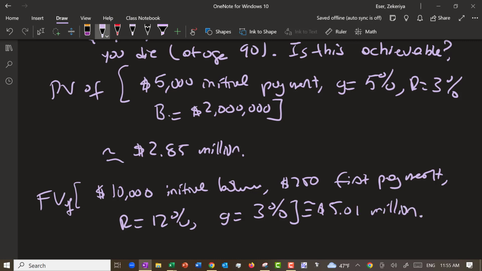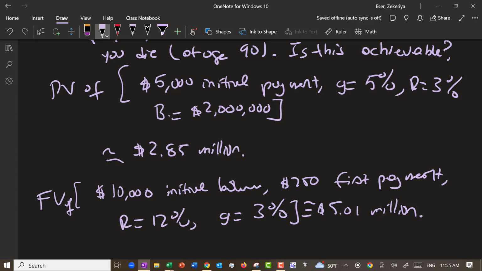So this is achievable. I can actually ask myself a different question. I got to the 5.01 because I said I'm going to invest into small cap stocks. But if that's my retirement goal, 5,000 starting salary, increase at 5% a year, and end up with 2 million, I can achieve that by taking less risk.